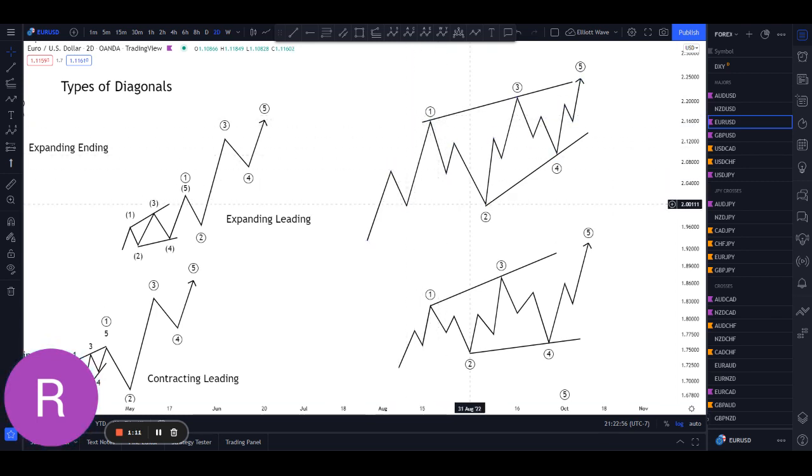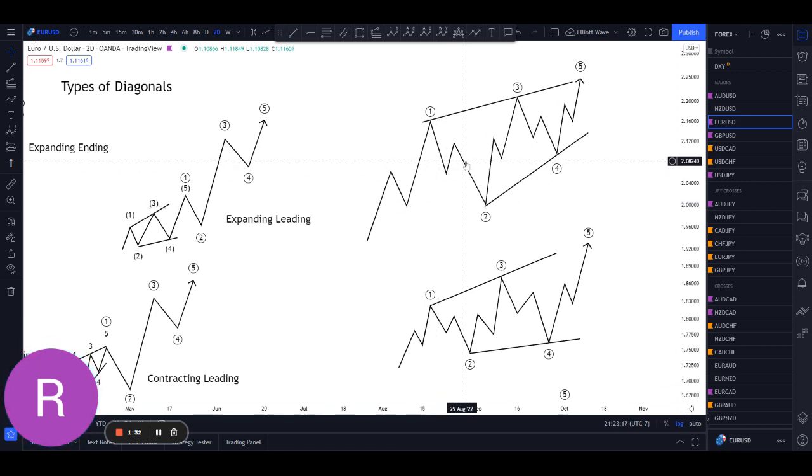All diagonals, regardless of type, consist of 5 subwaves, and that's the wave label in the circles here. 1, 2, 3, 4, 5. All of which can further subdivide into 3 wave moves, so A, B, C, A, B, C, A, B, C, and so on. Now, there is one exception to this rule, but we will go over that closer to the end of the video.